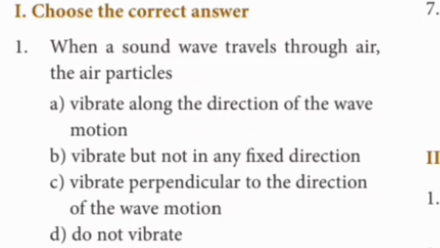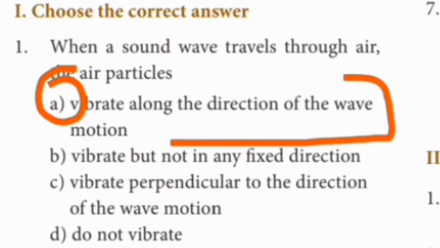Next, fifth lesson. Fifth lesson name is acoustics. The first question is, when a sound wave travels through air, the air particles: vibrate along the direction of the wave motion, vibrate but not in any fixed direction, vibrate perpendicular to the direction of the wave motion, do not vibrate. Answer is A, vibrate along the direction of the wave motion.